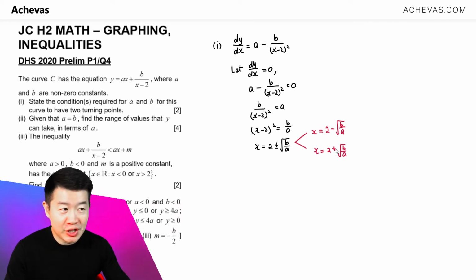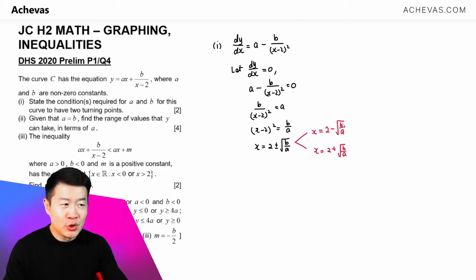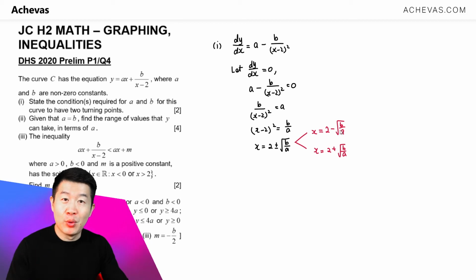But this comes with a condition. The condition is such that b over a must be a positive number, or else when you square root this number, you are going to get a complex number. So in order for b over a to be positive, there are two possible conditions. The first one is when a and b are both positive. The second one is when a and b are both negative. Those are the two conditions that will cause the curve to have two stationary points.